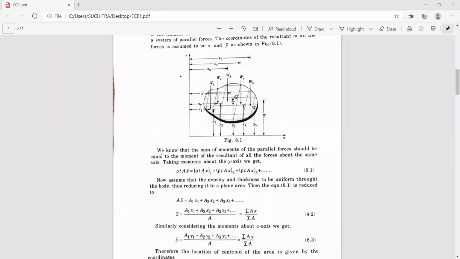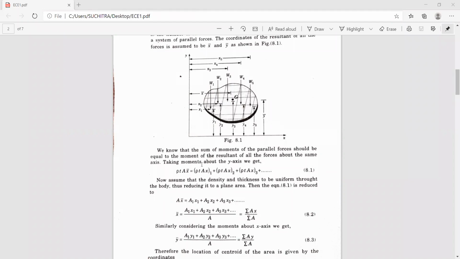Now, we know that the sum of moments of all the parallel forces should be equal to the moment of the resultant. Here we are using the concept of Varignon's theorem. That means the moment of the resultant about any point is equal to the algebraic sum of the moments of the individual forces about the same point. So we know that the sum of moments of all the parallel forces should be equal to the moment of the resultant of the forces about the same axis or the same point.